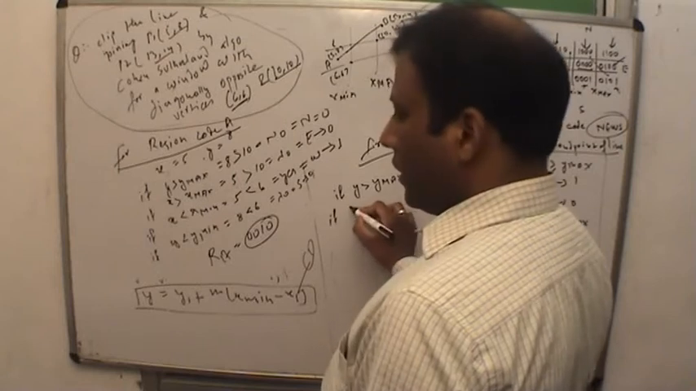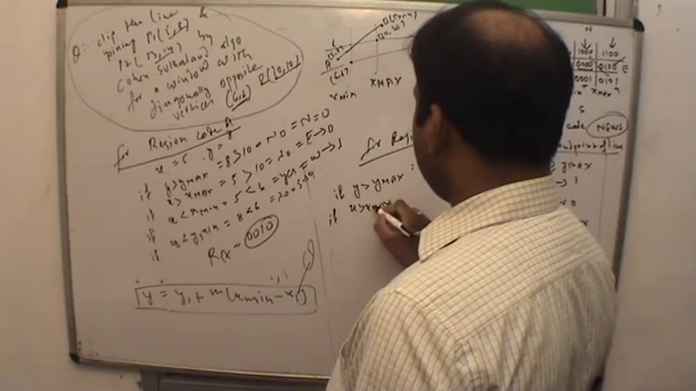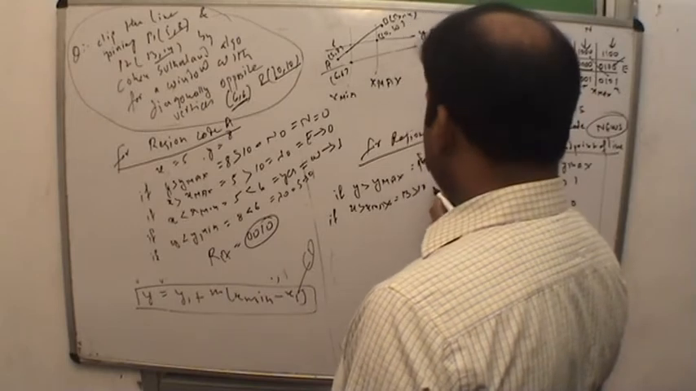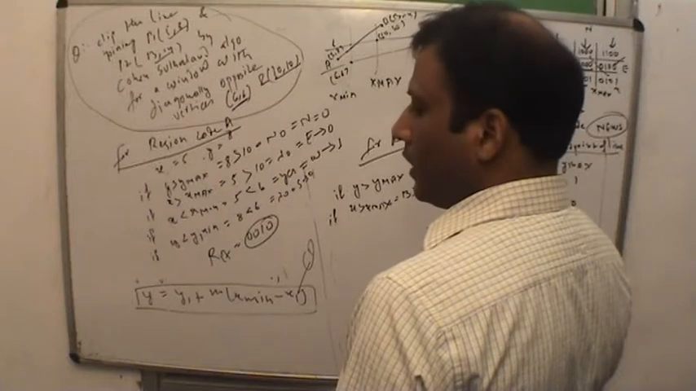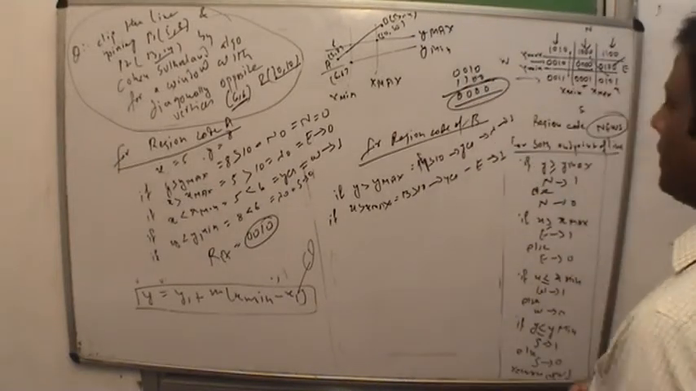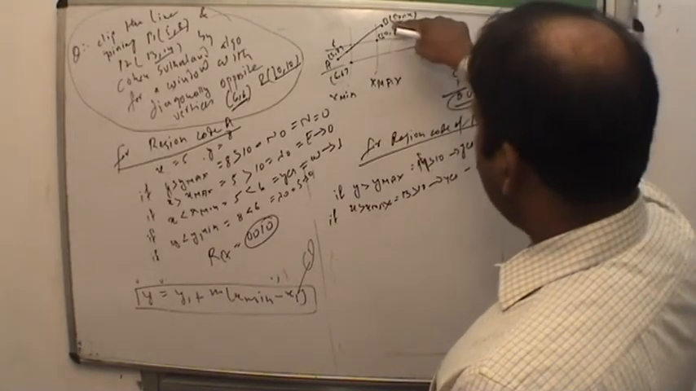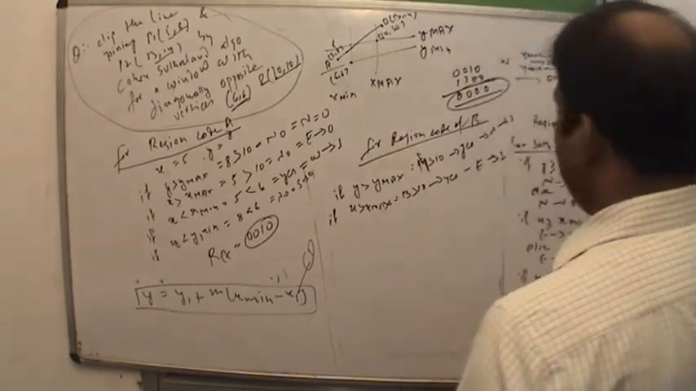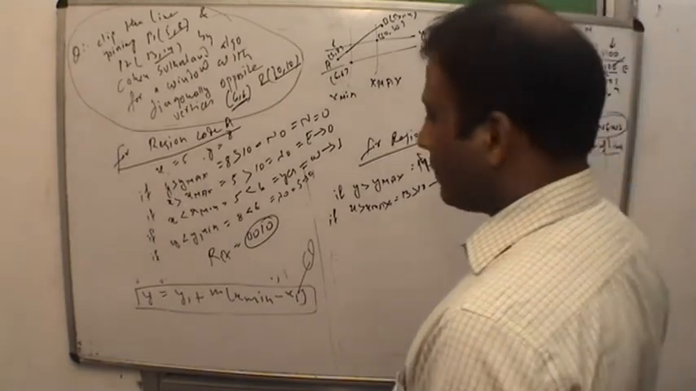In the second condition, if x is greater than x max, we see x is 13, x max is 10, yes. So we set the value east to 1. You see, the x is 13 and x max is 10, so 13 is greater than 10. According to these equations, when x is greater than x max, we set east to 1. So we set east to 1.